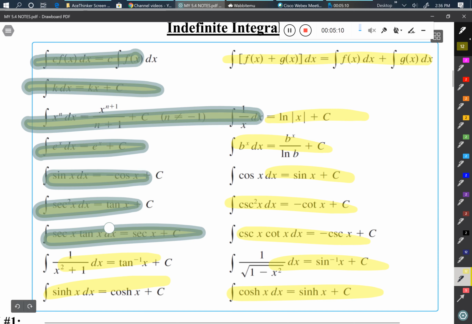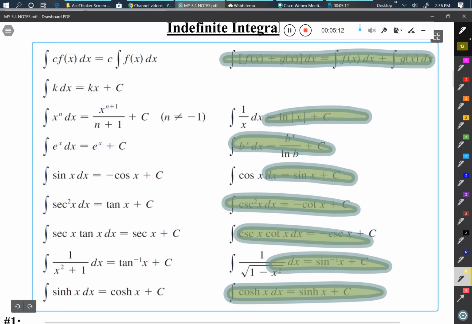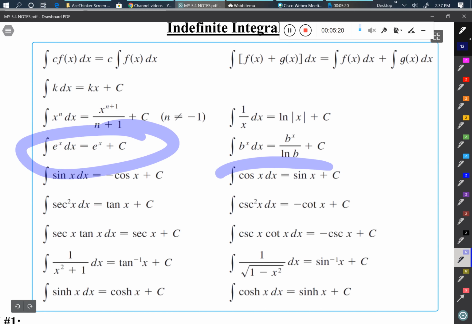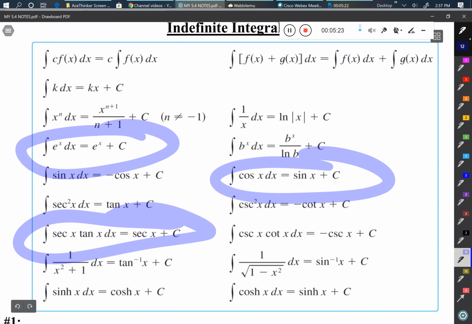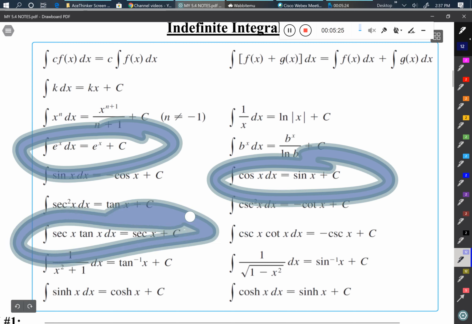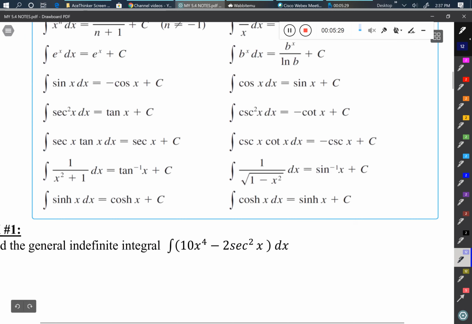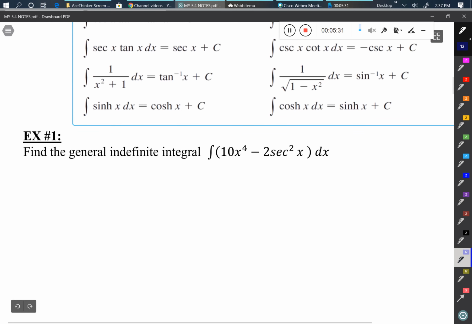It goes away. And why do they all have plus c's on them? Because the indefinite integral symbol tells us to find the most general antiderivative at every step along the way. And since our job is to find the most general, plus c on the end. Okay? All right, so here's our first example.